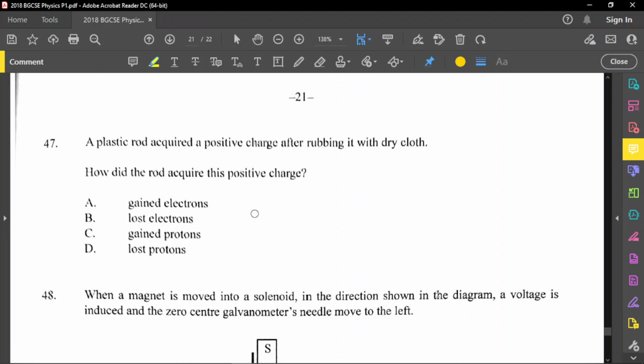47. A plastic rod acquires a positive charge after rubbing it with a dry cloth. How did the rod acquire this positive charge? It's very, very simple off the bat. To get positive, you must lose electrons. Electrons are negative charge. So lose negative things, you become more positive.